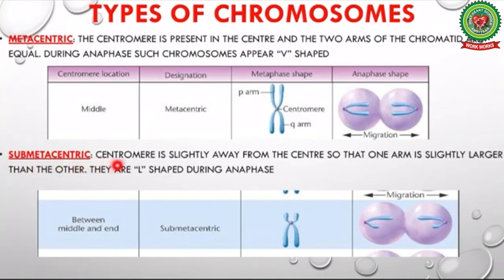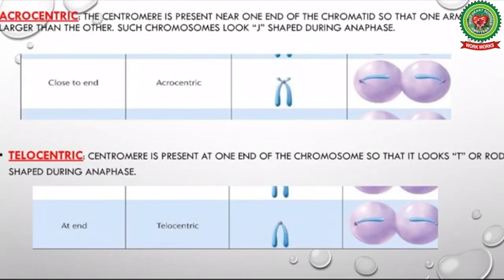Submetacentric. Centromere is slightly away from the center so that one arm is slightly larger than the other. They appear L-shaped during anaphase. Acrocentric. The centromere is present near one end of the chromatid so that one arm is much larger than the other. Such chromosomes look J-shaped during anaphase. Telocentric. Centromere is at one end of the chromosome so that it looks I or rod-shaped during anaphase.